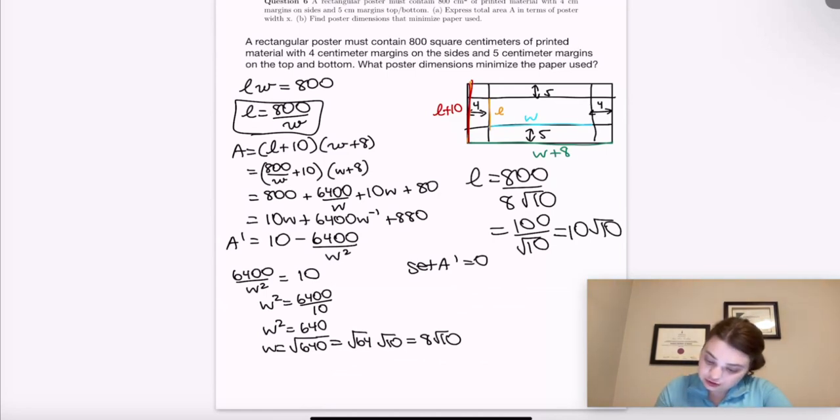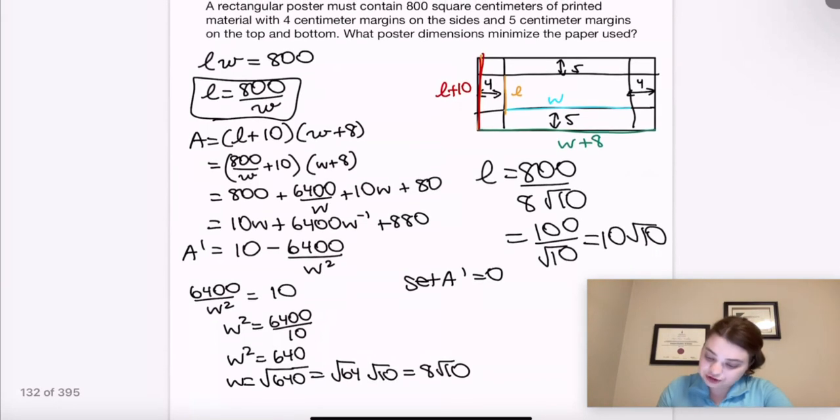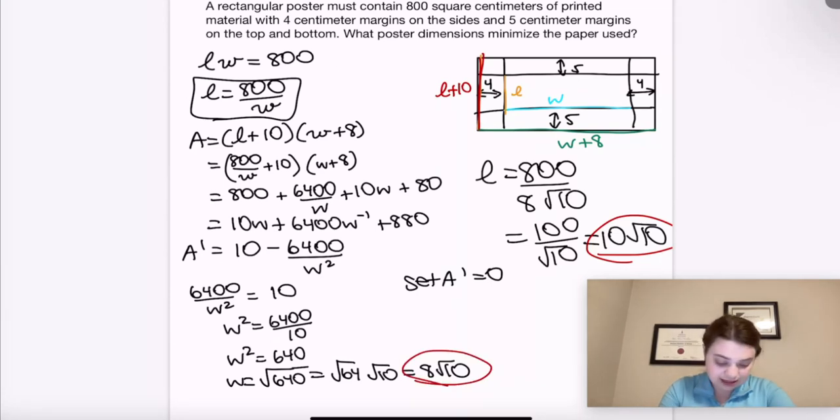And so therefore, in terms of what poster dimensions we have here, the poster dimensions are 10 root 10 centimeters by 8 root 10 centimeters. And that would be the final answer.